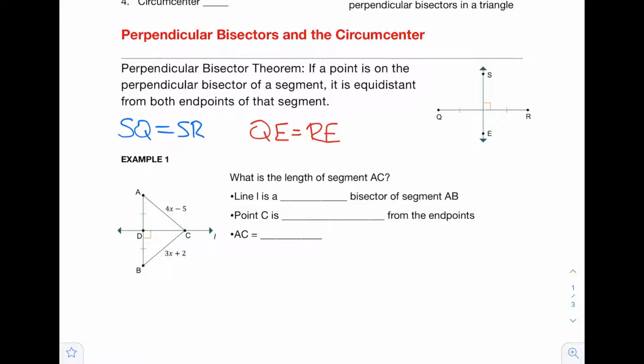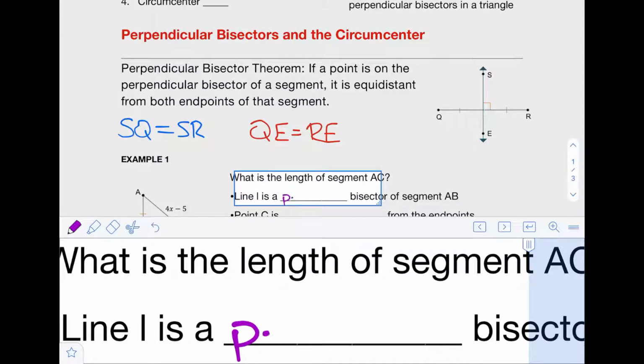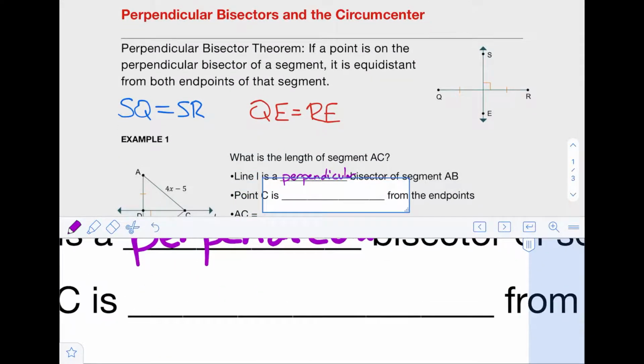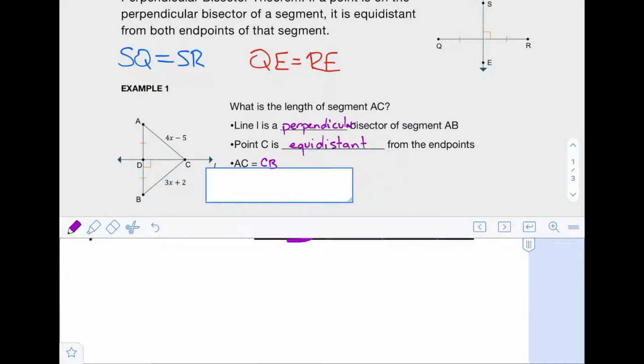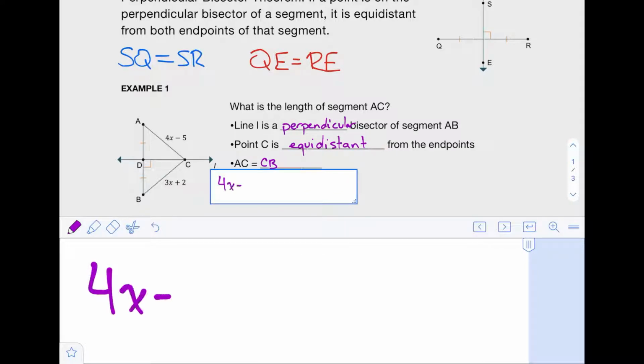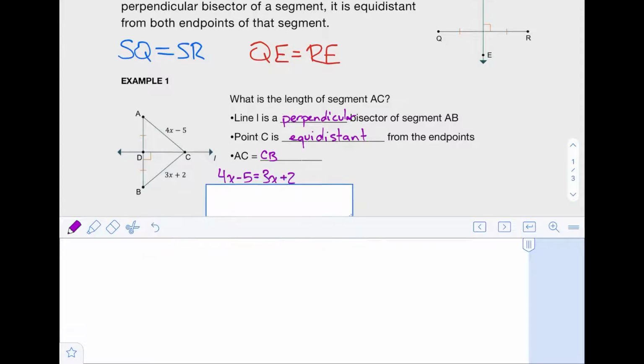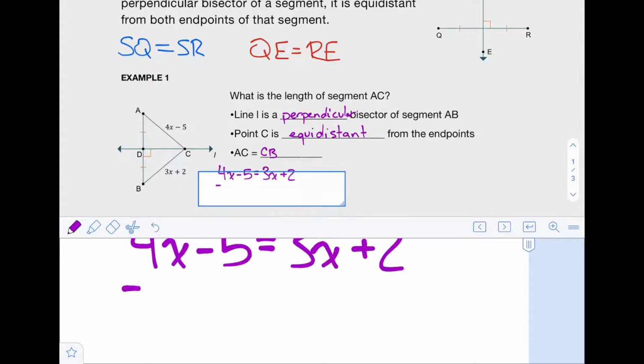So let's see this in action. Here we have segment AB and a perpendicular bisector, line DC. This means that point C is the same distance away from A and B. It's equidistant from the endpoints, so AC is equal to CB. This lets us set up an equation. 4x minus 5 is equal to 3x plus 2, and then we can do a little bit of rearranging. We can subtract the 3x over, we can add the 5 over, and it simplifies down to x equals 7.